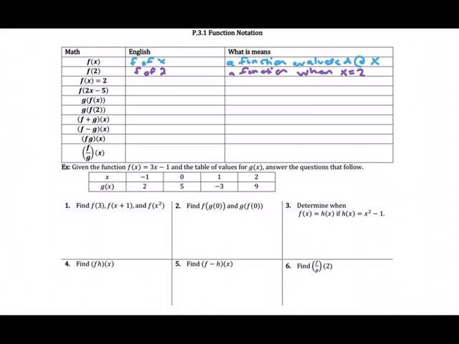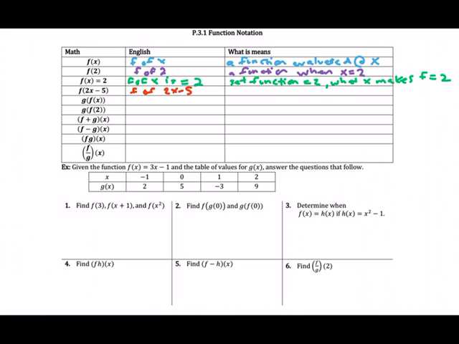Now the next one, the third one, looks similar to the second one. It says f of x equals 2. F of x is equal to 2. And what that means is set the function equal to 2, or what values of x make the function 2.